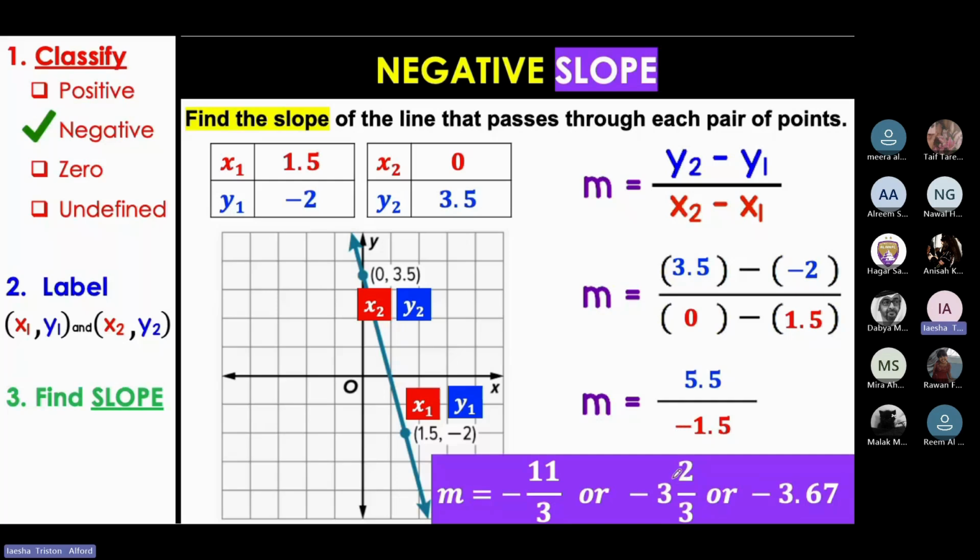How did I get negative 3 and 2 over 3? You should press shift. For the divide, press the D button. So press the shift button in your calculator, and then SD should give you the mixed number.